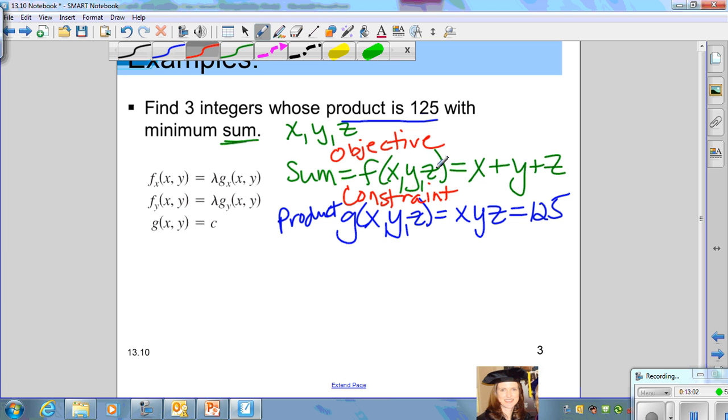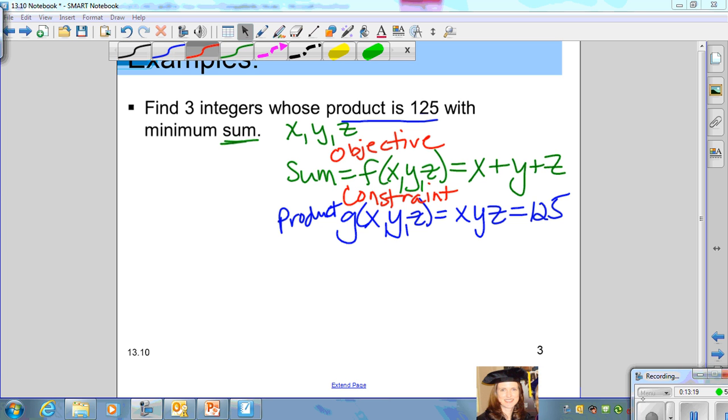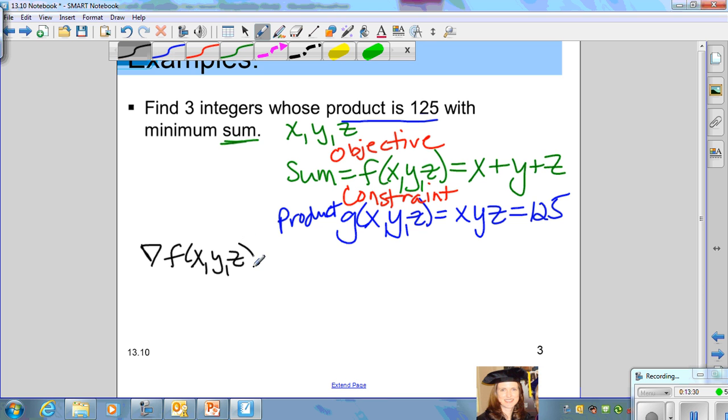So we have our f of x, y, z and our g of x, y, z. Now, when we have this as a function of 3 variables, we need to extend this so that we're also looking at the partial derivatives with respect to z. By using the definition in the method of Lagrange multipliers, the gradient of the f of x, y, z function has to equal a multiple of the gradient of the g of x, y, z function.